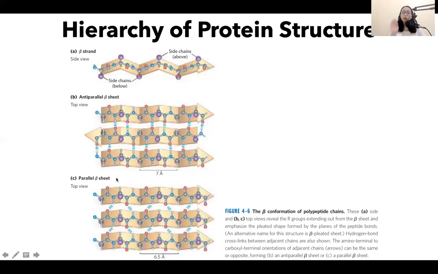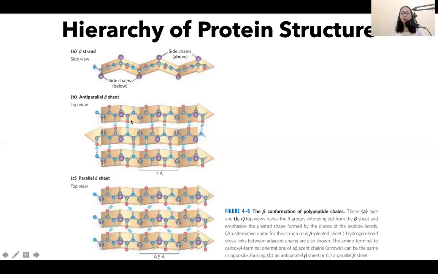Now, we can also form the parallel beta sheet. So in the parallel beta sheet, you have parallel directions of your beta strands. So again, these beta strands are found from different regions of a single polypeptide chain. So later on, you will see structures that form this type of secondary structure.